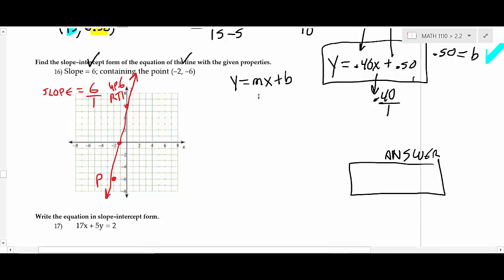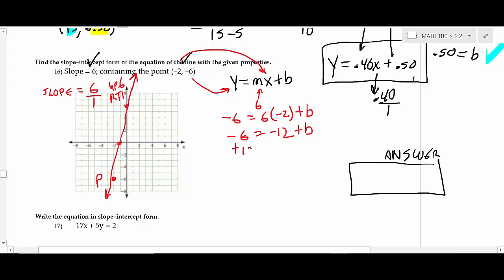Now, so really you've already got the slope, so that goes in there. You got a point, so the negative 6 goes in there. The x goes in there. So what you would have is, it looks like negative 6 equals 6 times negative 2 plus b. That would be negative 6 equals negative 12 plus b. You can add 12 to both sides, so it looks like you're going to get 6 equals b. Okay? So now you're ready to get the answer. So the answer would be y equals the slope I gave you plus the y-intercept.